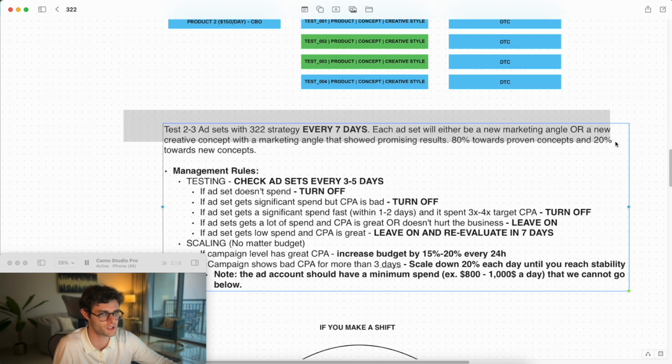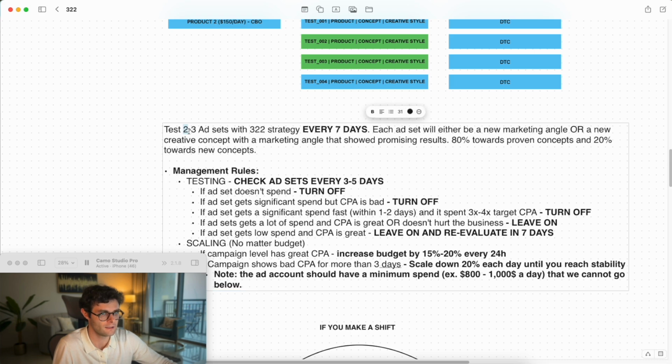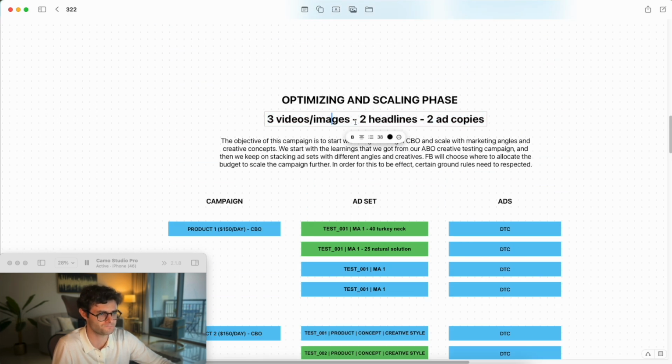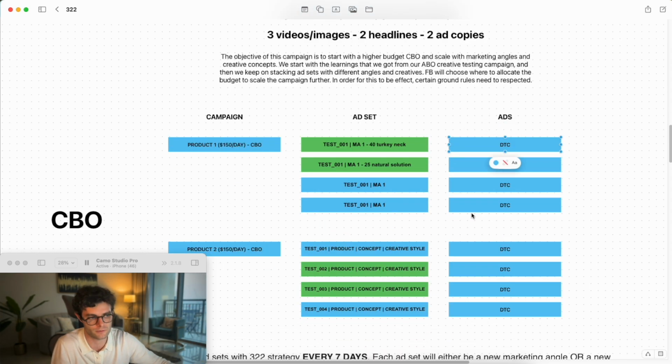Let's go into the structure of how to actually manage this. Test 2 to 3. It depends on your budget as well, what you're doing, and how fast you're turning things off and on. But typically, if you are able to do 2 to 4 ad sets every 7 days with the 3-2-2 strategy. And by the way, why is it called 3-2-2? I didn't explain. It's 3 videos or images, 2 headlines, and 2 ad copies on a flexible ad. So you open the flexible ad option, you select it, and then you add 3 images or videos, 2 headlines, and 2 ad copies. What the flexible ad does is mix and match all the combinations to give you the best results. Okay, that's what it is.